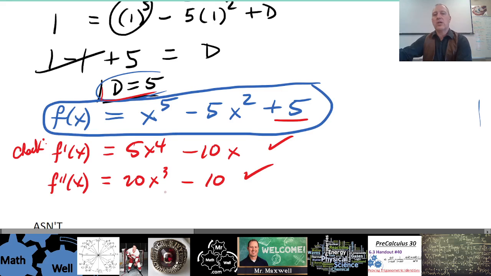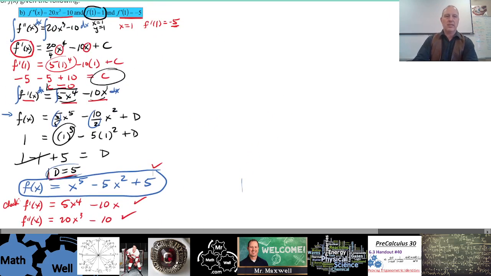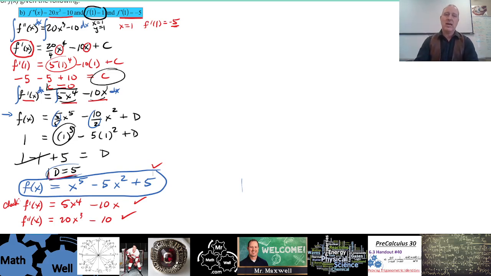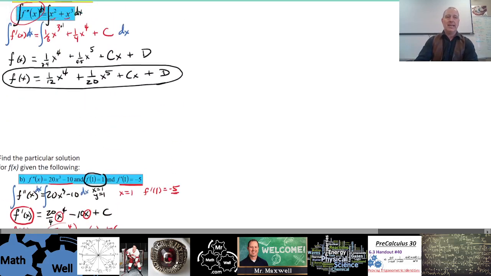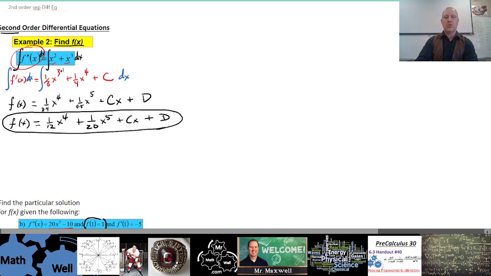So at least the check does match up with what we're given in the question. So you have good reason to believe that this is the correct answer, and it is. Okay? So that's your example. That's the bit of the teaching and example on second order differential equations. If you're good with the first order, we're just doing the same process twice. So shouldn't be that big of a deal.